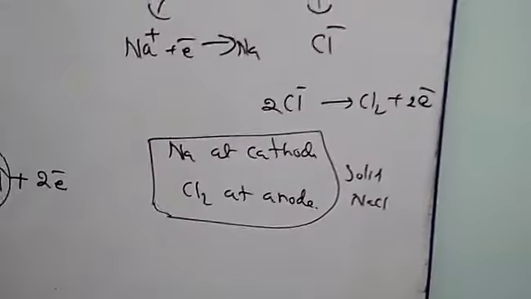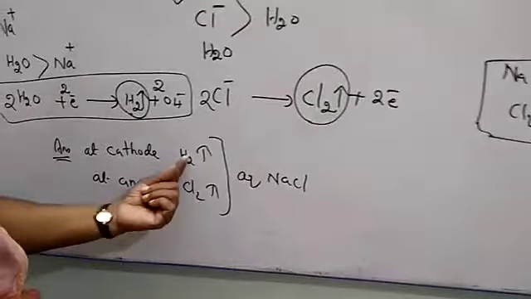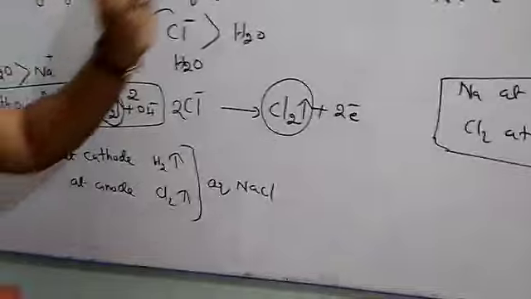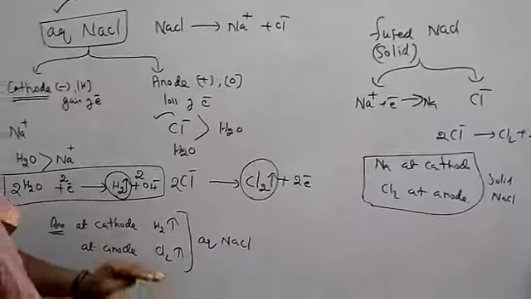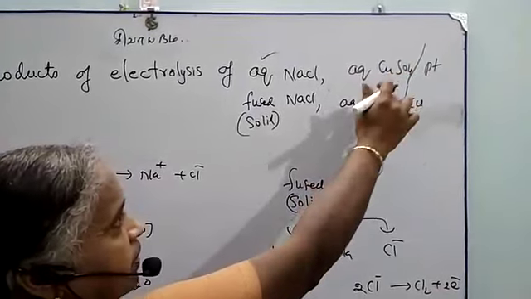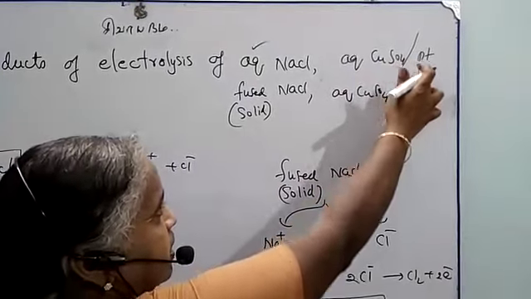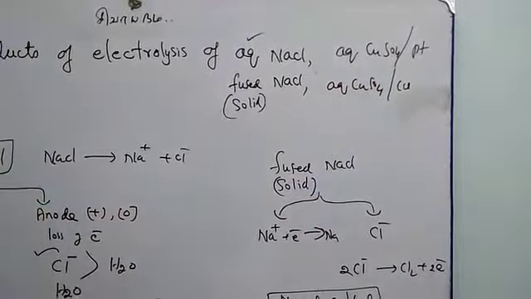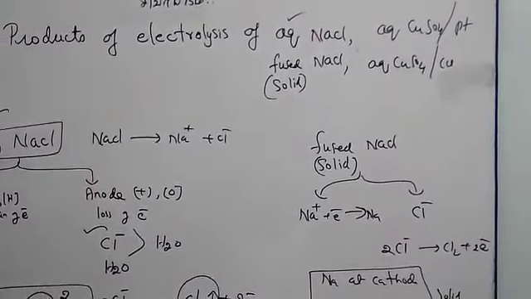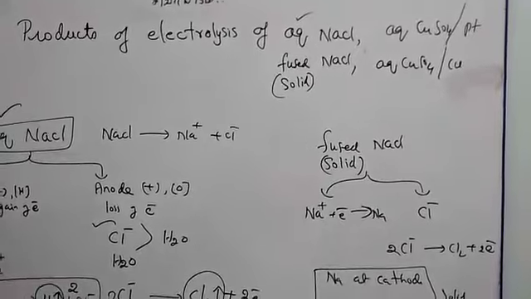So these two are different. Aqueous sodium chloride gives hydrogen and chlorine. Solid sodium chloride gives sodium at the cathode and chlorine at the anode. This is one set of the answer. The same way we have to answer for aqueous copper sulfate. The difference is, here it is an inert electrode and here it is copper. Now I am going to teach you what happens with the copper sulfate, inert as well as active.